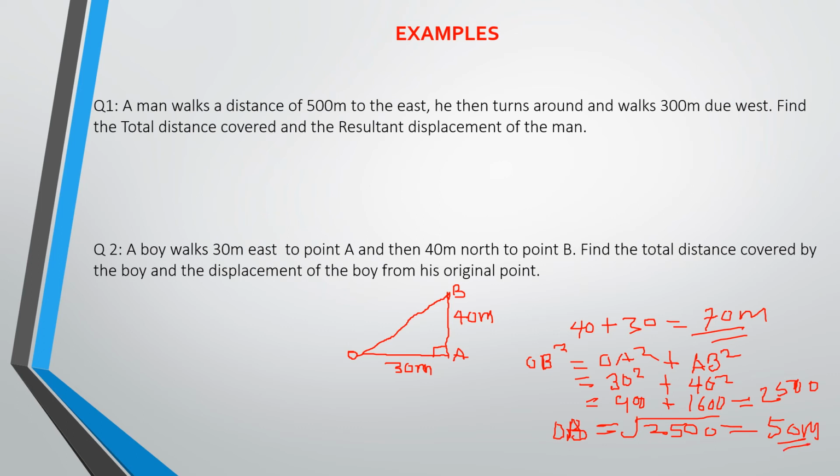So from this calculation, you will see that the displacement of the boy is less than the total distance covered. This is 50 meters, and that is the distance OB. Distance OB is equal to 50 meters. So basically, that is how to solve for displacement and then to solve for distance. Calculations in displacement and distance are simple. Displacement has direction, distance does not have direction.